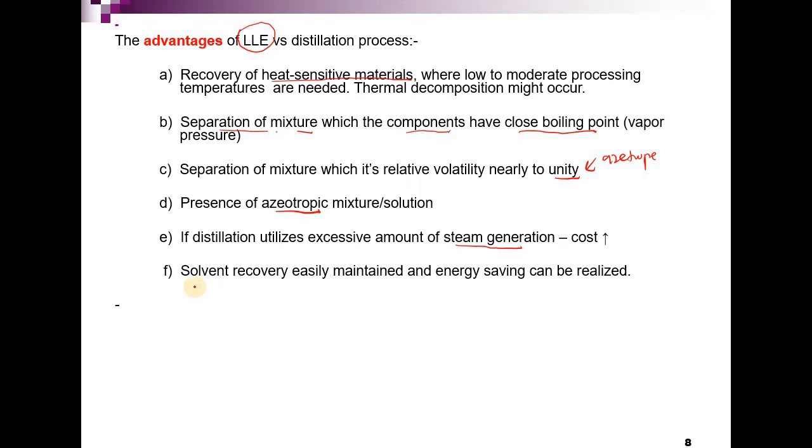Okay, so last but not least, the advantages of LLE are that solvent recovery is easily maintained and energy saving can be realized. Okay, so for example, if I have component A and B here, and this is C, sorry.